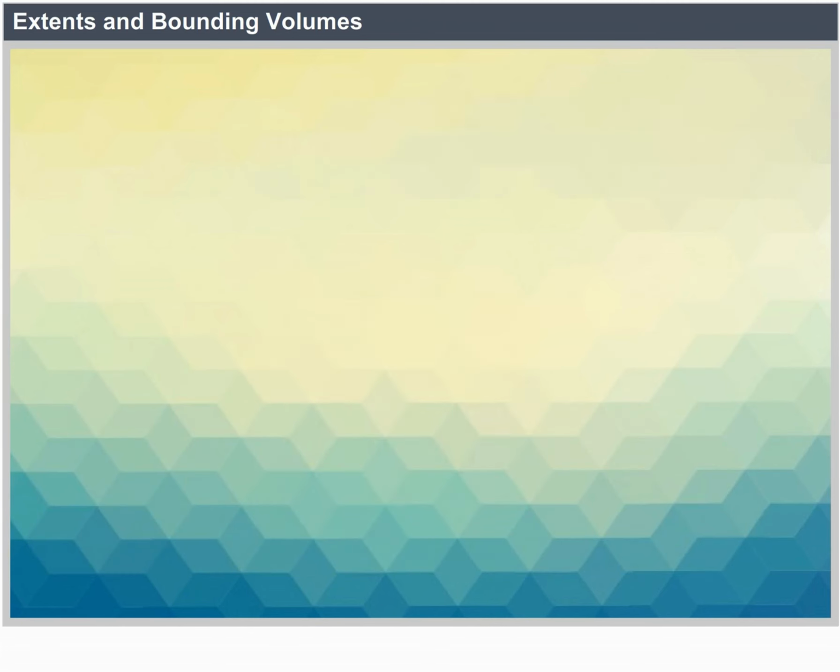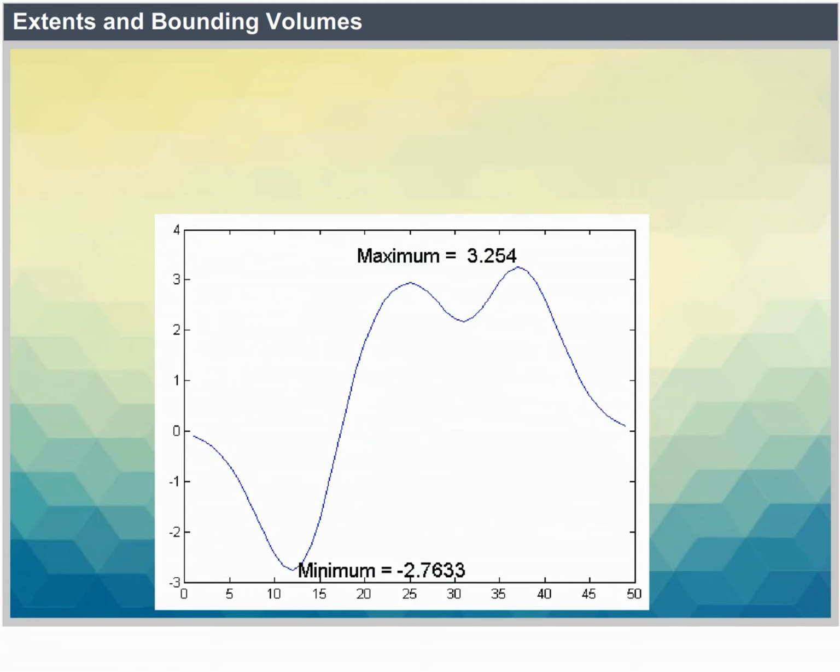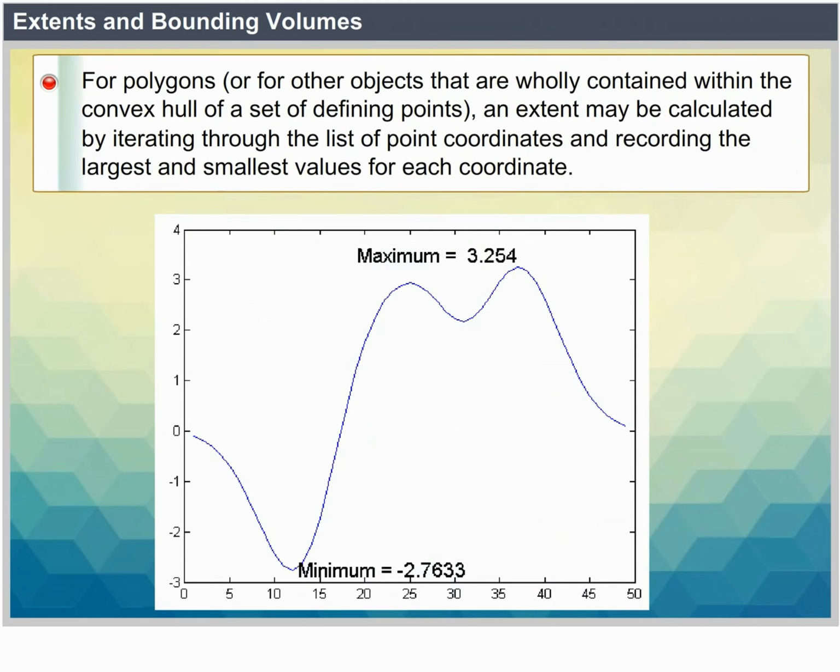When comparing min-max extents, the most complicated part of the job is finding the extent itself. For polygons or for other objects that are wholly contained within the convex hull of a set of defining points, an extent may be computed by iterating through the list of point coordinates and recording the largest and smallest values for each coordinate.